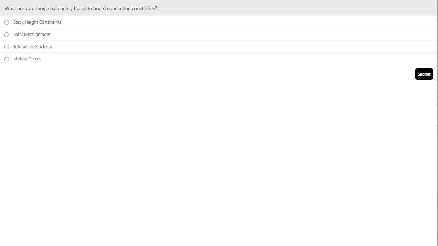All right, so we've got another poll question for everyone. When you're looking at approaching a new board-to-board connection, what do you feel are your most challenging constraints? Limitation in stack height options, axial misalignment between your boards, general tolerance stack-ups, in particular meaning more like the Z travel stack-up, or the mating forces. Give you guys a couple of seconds to click on that.